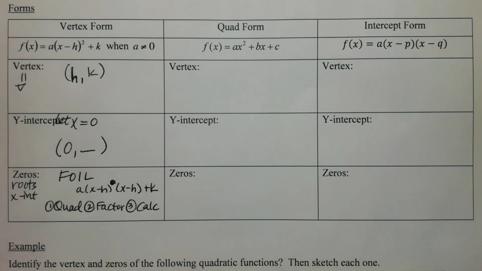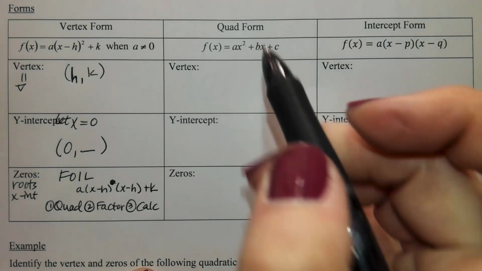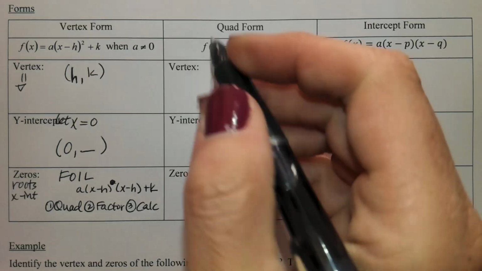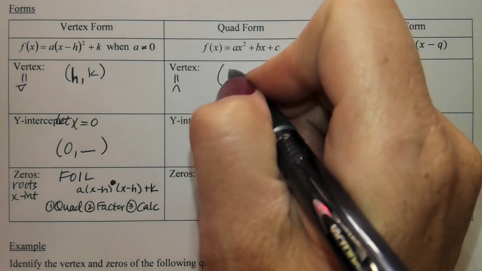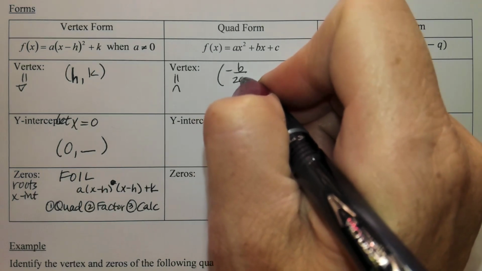Next one is called the quadratic form. It has its pros and cons as well. Vertex is a sad face on this one. It's a little more difficult to do. You're going to have to do negative b over 2a. We were talking about that before.